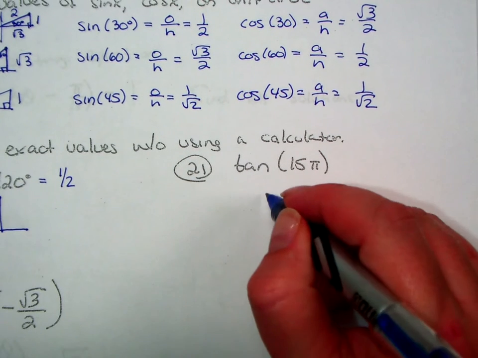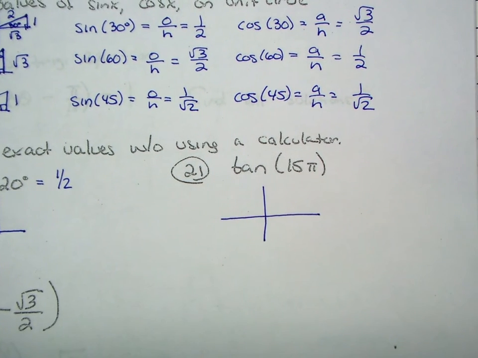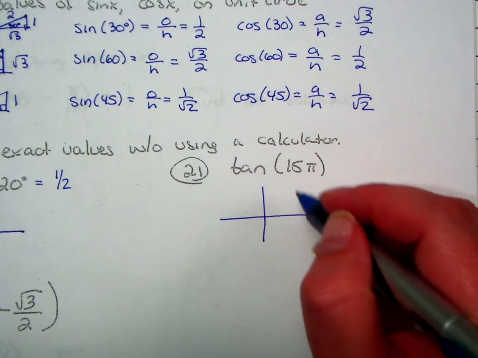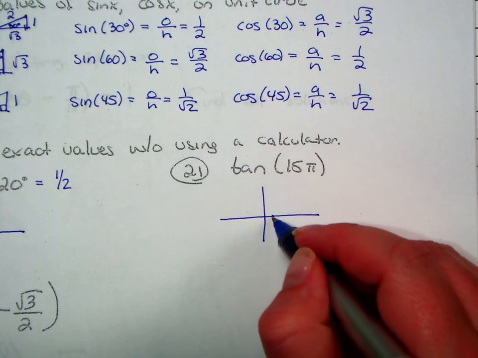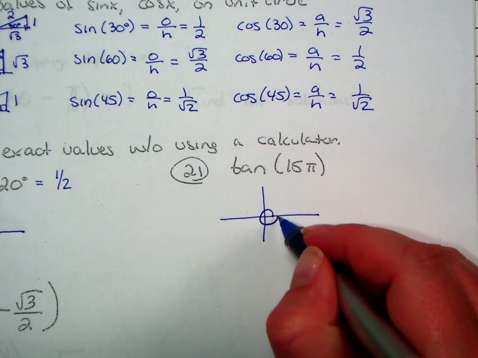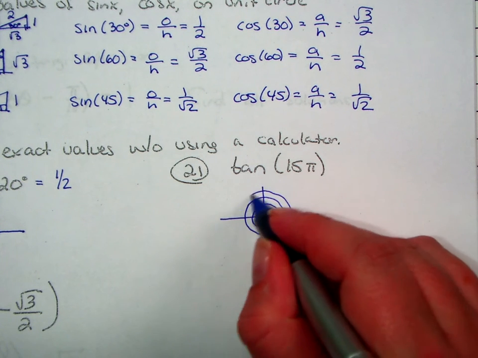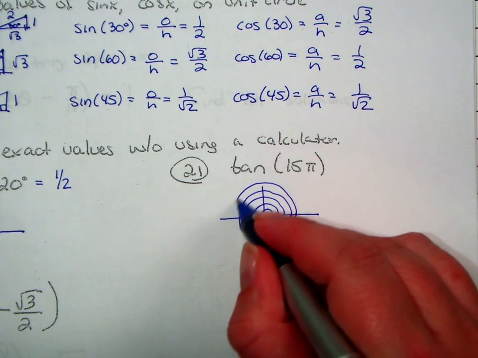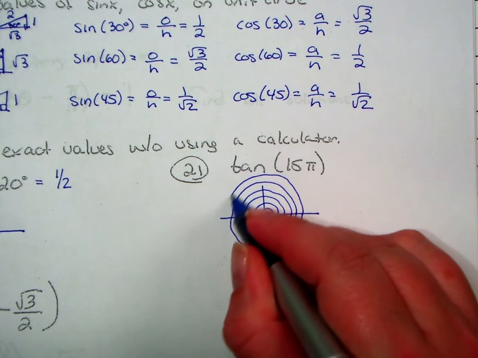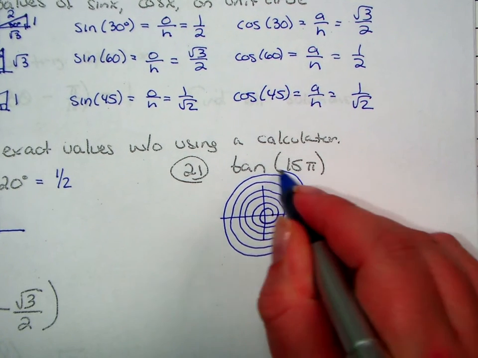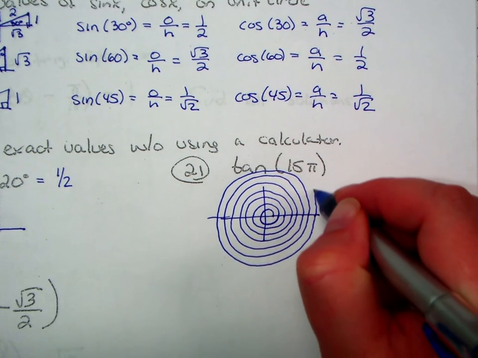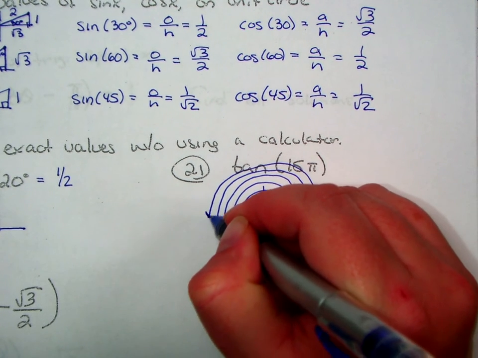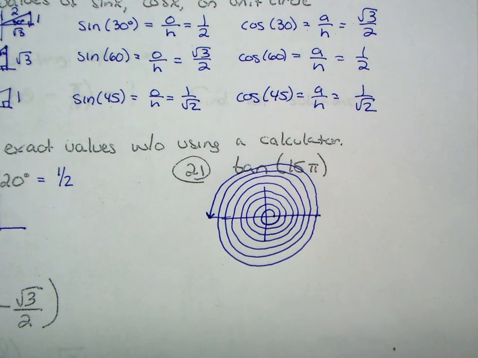What's tan of 15 pi? Well, first, where is 15 pi? We're going to start at 0 and rotate, and every rotation is 2 pi. So 2 pi, 4 pi, 6, this is ridiculous, 8, 10, 12, all right, I'm almost there, 14, and then one more pi, which is going to put us at the same mark as pi.